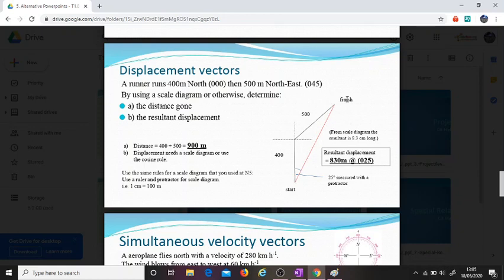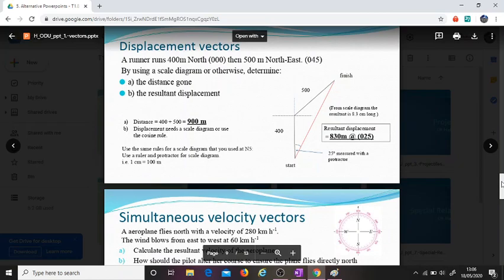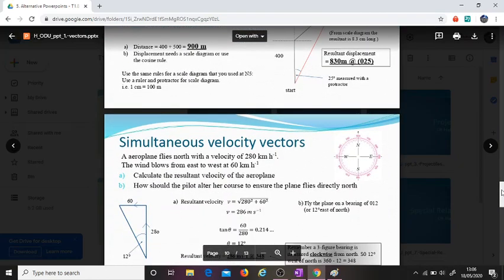You can use a scale diagram, or you can use the cosine rule. I will put the cosine rule in at the end of this video, just so that you have it, and you can maybe try it both ways. It's up to you, it's up to what you've got at home. If you've not got a protractor, then the cosine rule is probably the best way. So that's how you would do it if you don't have them at right angles.